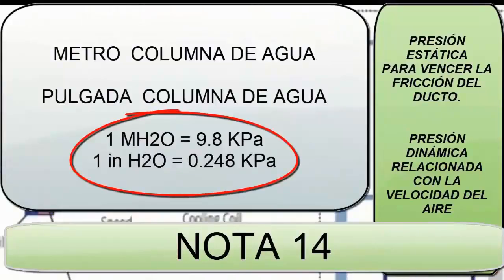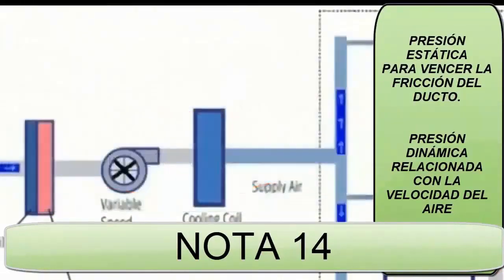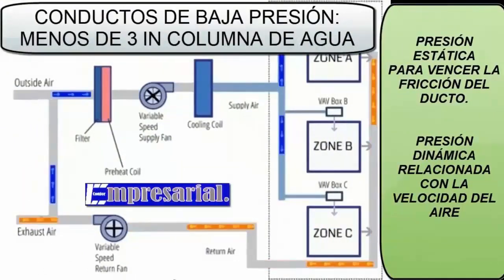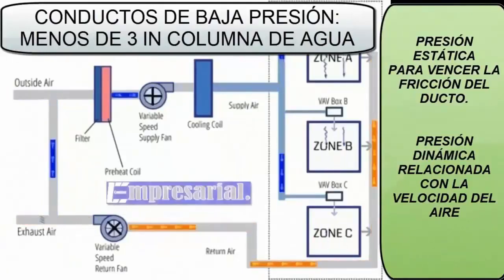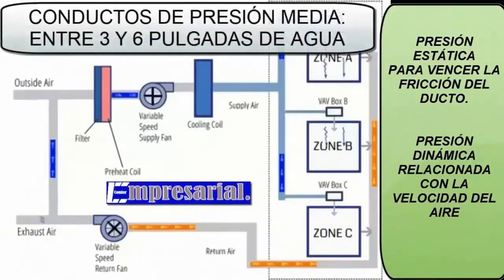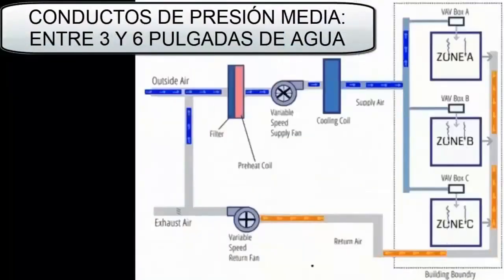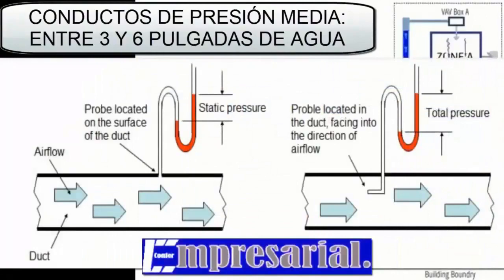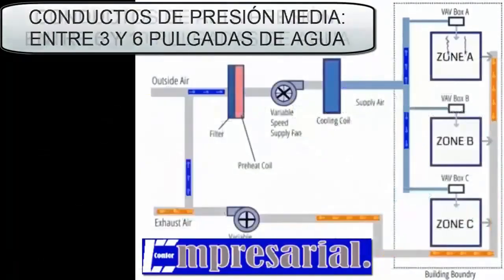Now we are going to classify the air conditioning ducts by their pressure. Low pressure air ducts are systems with pressures less than 3 inches of water column. In general, the air velocities inside the ducts are less than 1,500 feet per minute. Medium pressure air ducts are systems with static pressures between 3 and 6 inches of water column. In general, duct velocities are less than or equal to 2,500 feet per minute.